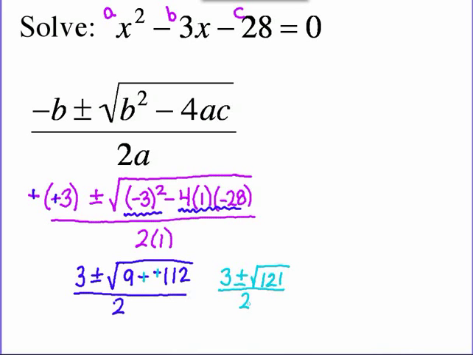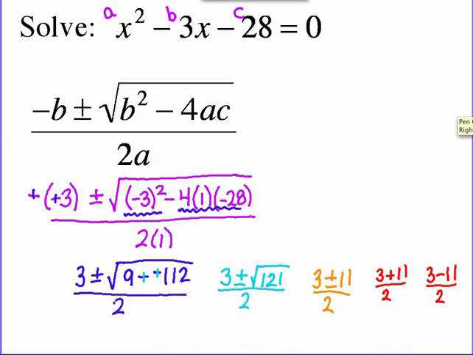Now what we need to do is see if we can simplify root 121 down. Can you simplify root 121? Yep, so really that's 3 plus or minus 11, all divided by 2. So I've got 2 solutions here. The first one is 3 plus 11 over 2. What's the next one going to be? 3 minus 11 over 2.